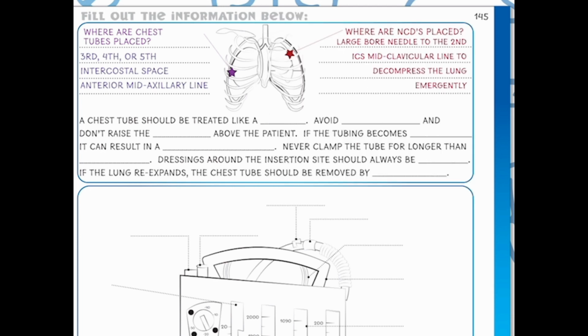And a chest tube should be treated like a Foley. So we should be avoiding those dependent loops and don't raise the container above the patient. If the tubing becomes clogged or kinked, it can result in a tension pneumothorax. And we never want to clamp the tube for longer than 1 minute. Dressings around the insertion site should always be occlusive. And if the lung re-expands, the chest tube should be removed by the doctor.